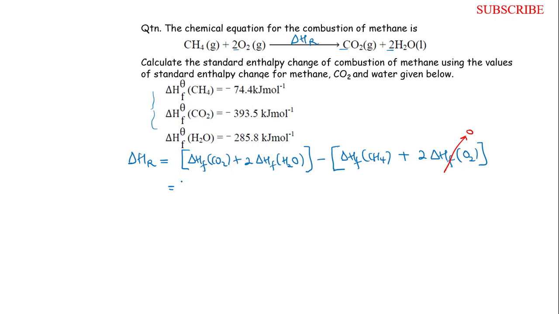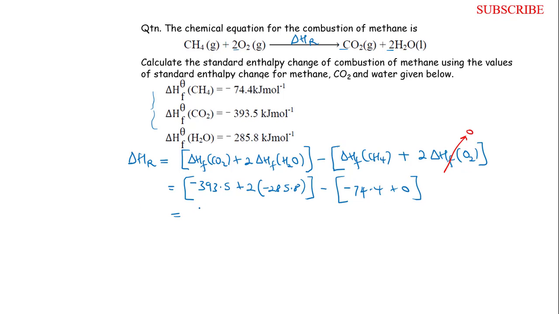So the enthalpy change of formation of carbon dioxide is minus 393.5 kilojoules per mole, plus twice the enthalpy change of water, which is minus 285.8. So this is the enthalpy change of formation of our products. Then minus the enthalpy change of methane, which is negative 74.4, plus 0 from oxygen.